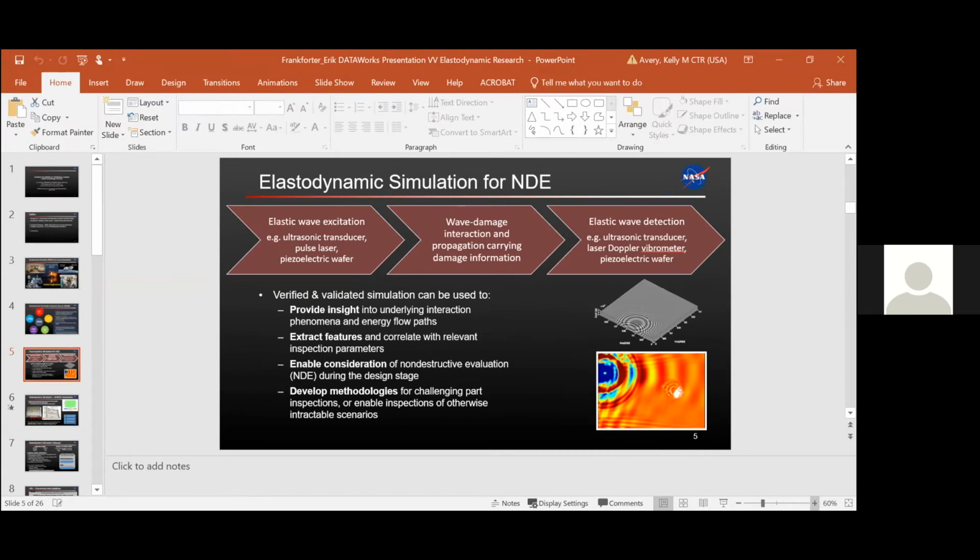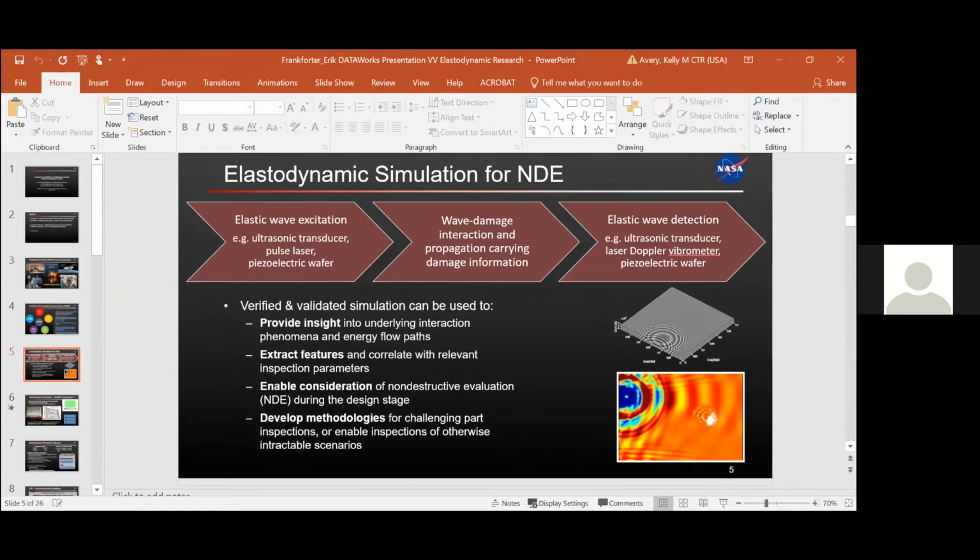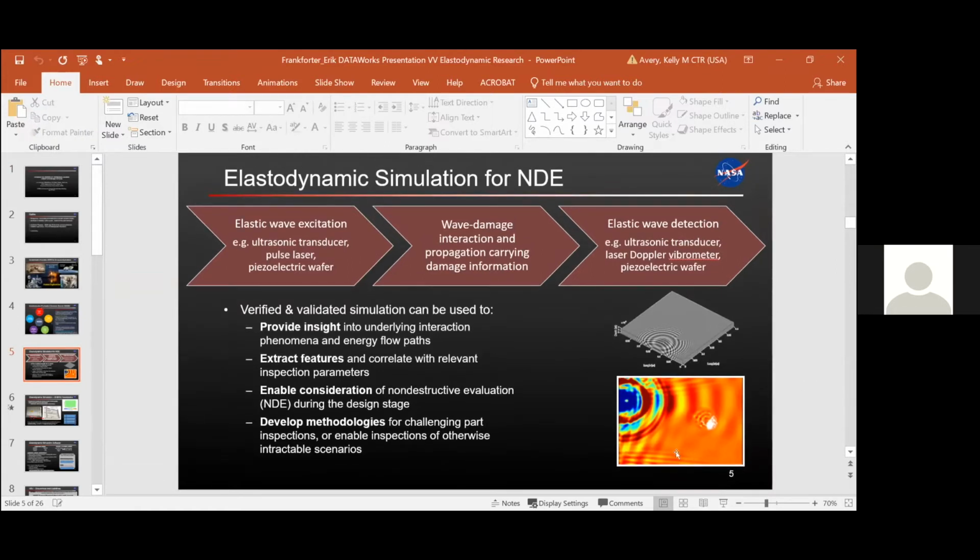I really appreciate it. So in getting a verified and validated model, we're able to do things like provide insight into the underlying interaction phenomenon of the inspection, extract signal features that correlate with relevant inspection parameters, things like flaw size, location, even flaw geometry parameters, different flaw types, and enable consideration of NDE during the design stage.